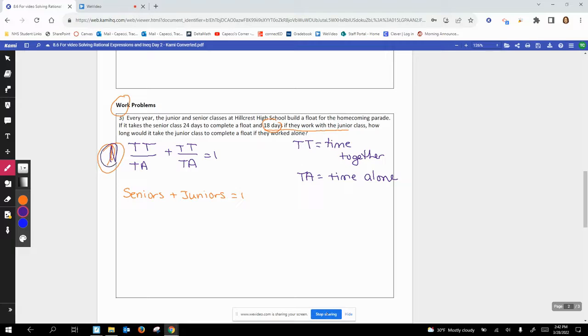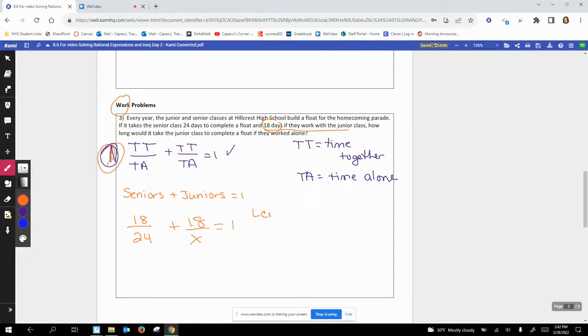All right, so we have our little setup here. We have time together over time alone plus time together over time alone will equal 1, meaning 1 full job. Okay, so we have our seniors and our juniors. So let's see what our setup is. It does take them 18 days to work together. So that's time together. Seniors, it takes them 24 days to work by themselves. Juniors, again, 18 days to work together. And we don't know how long it's going to take them to work by themselves. So it's going to be our variable is equal to 1.